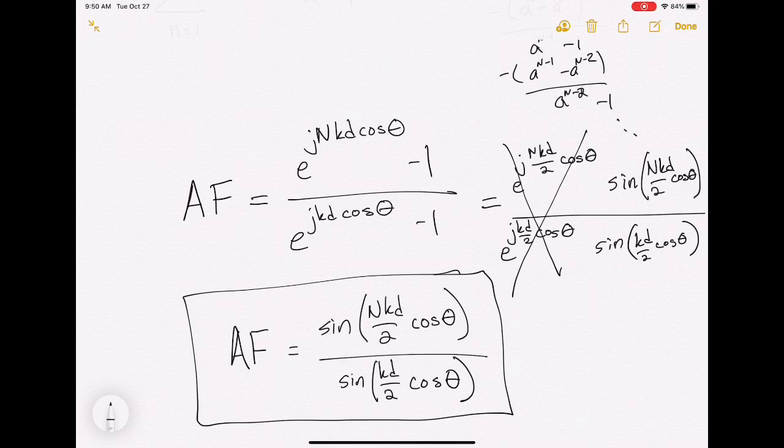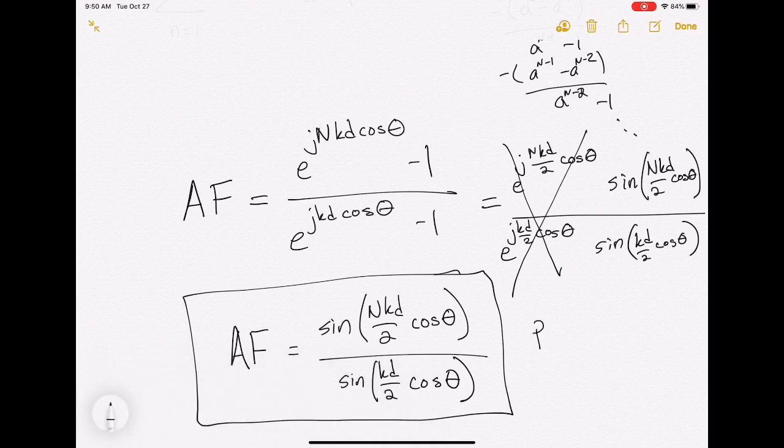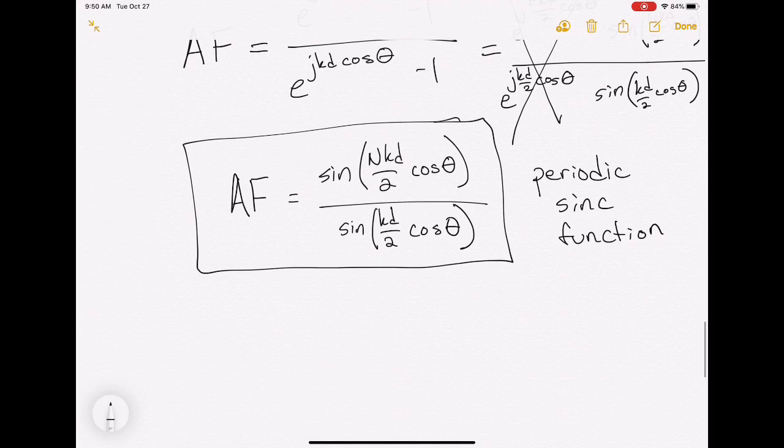This array factor has some really interesting properties. First, it's a periodic sinc function. It has a maximum every time the denominator goes to 0.